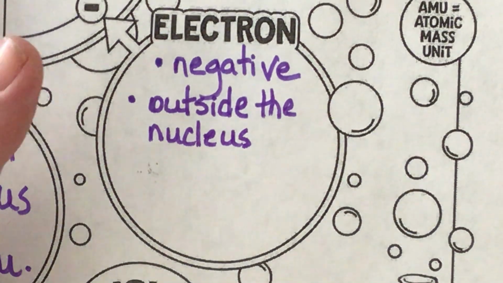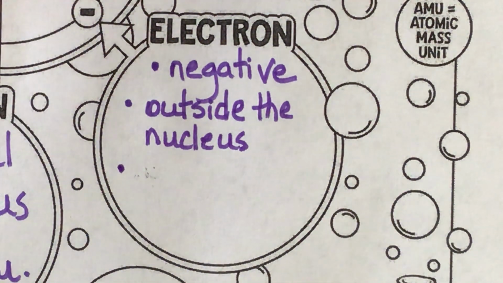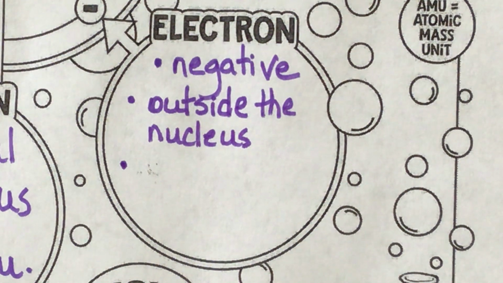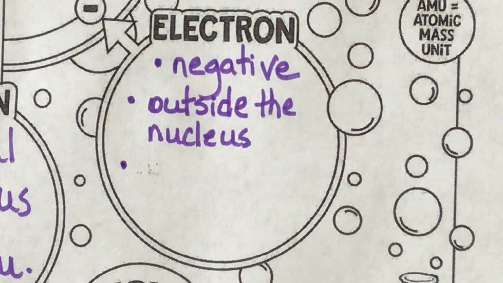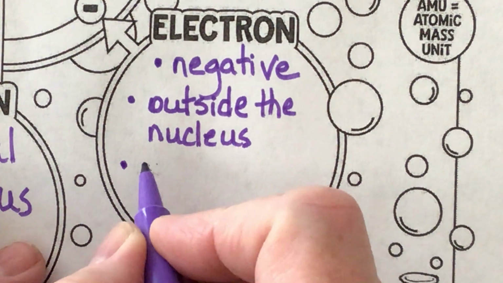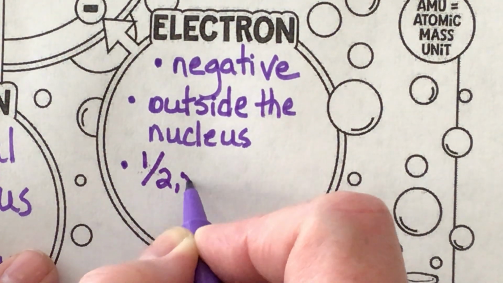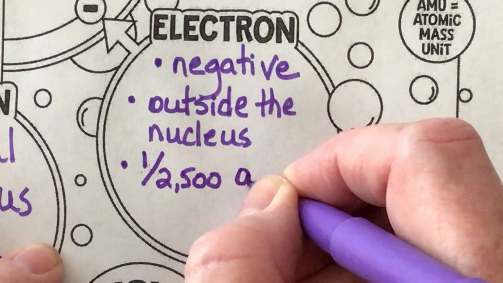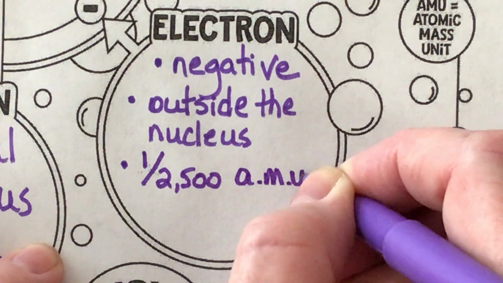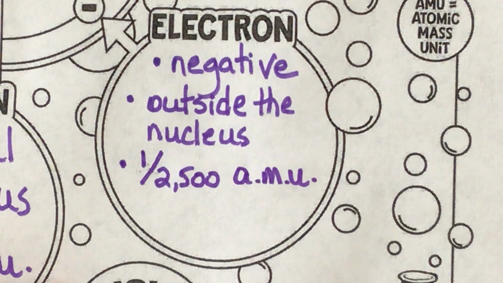Okay, this is how small they are. Show me fingers. What is the AMU of proton and neutron? Okay, good. Take that number and divide it by 2,500. And that's how small an electron is. So if you took that number 1 and divided it by 2,500, that's how much of an AMU an electron is. So super tiny in comparison.